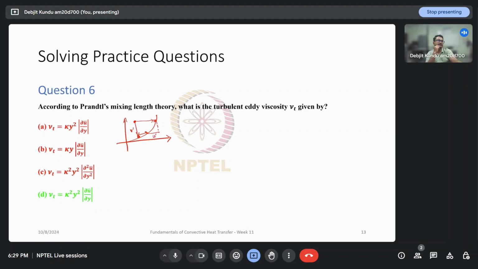So as you can see, u prime and v prime are actually negatively correlated, and it depends on the length covered by it. So that length is assumed to be proportional to y, and it can be called equal to kappa y. And this is what we want to model. And on top of that, we know that this is a kind of stress term, which will be modeled as something like this: nu t into dou u dou y.